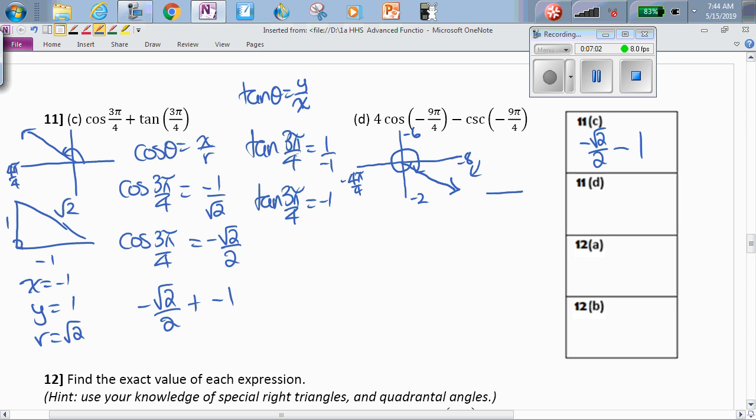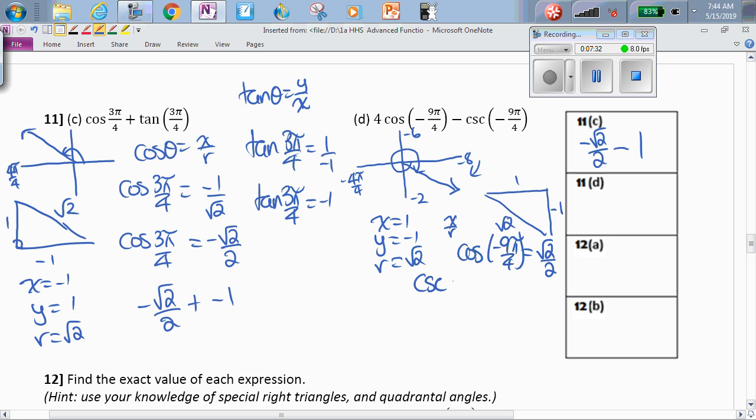This is, excuse me, 45, 45, 90. So 1, 1, root 2, where this 1 over here is negative. So I have x equals 1, y equals negative 1, and r equals root 2. I have to find the cosine of negative 9 pi over 4. Cosine is x over r, and that's going to be 1 over root 2, or root 2 over 2.